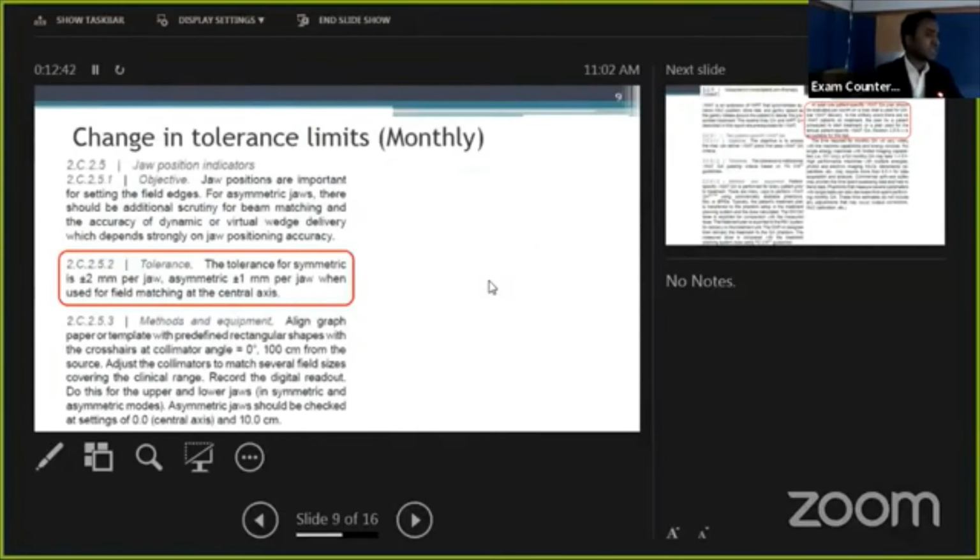Okay, this is one of the examples I was talking about, where the procedural guideline is given. It is the jaw position indicator test, where they have completely clarified what the objective of this test is, what the tolerances for the test are, what equipment and accessories are needed to perform this test, and what the method is also.